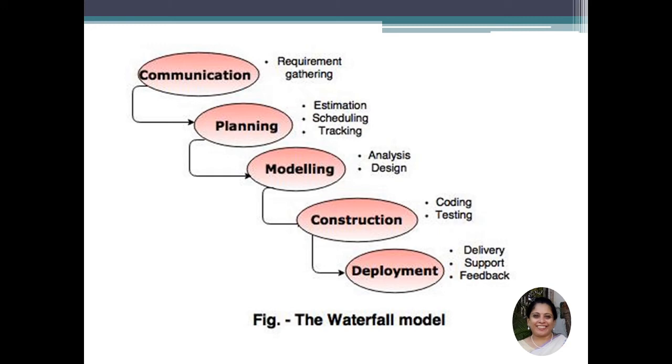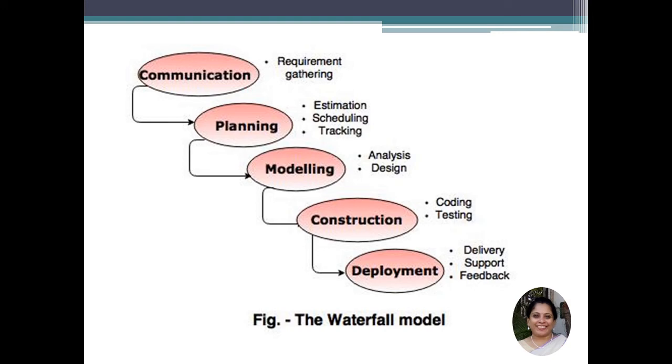Then is the modeling. So we try to analyze and design the model. Then is the actual construction part, wherein we write the code, and we give it to a software tester who checks if the coding is in proper place. And once everything is done, we come to the deployment phase, wherein we deliver the project to the client. The client checks whether it is up to the requirements. Then any support the client needs, we give, and we take proper feedback from the client. This is your waterfall model.